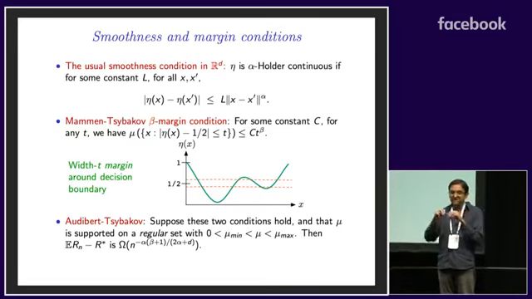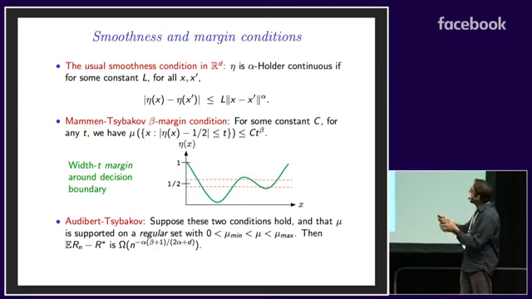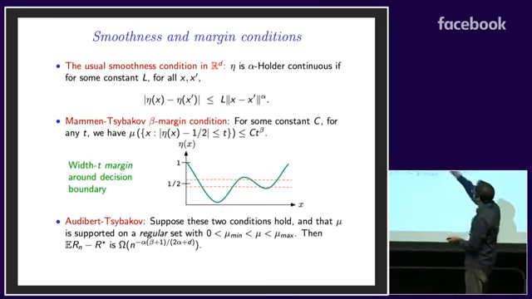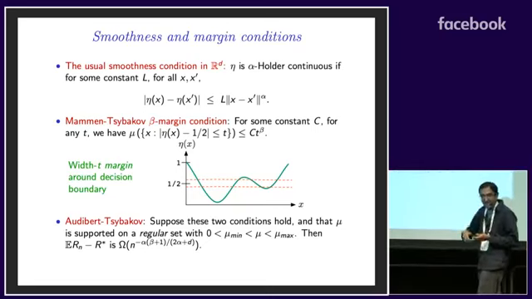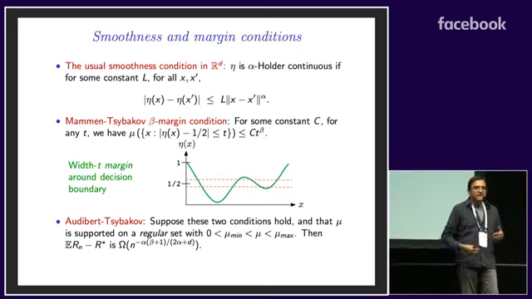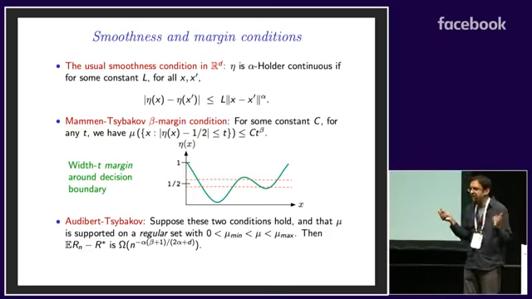If you want bounds that look nice, you start introducing smoothness conditions. You say, oh, it's not just continuous, but it satisfies these kinds of properties. It's Holder continuous. The boundary, the margin has a certain behavior. And these are conditions that were developed in the statistical literature for non-parametrics in general.